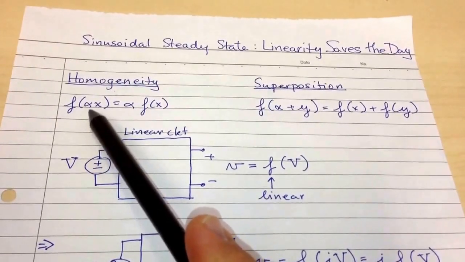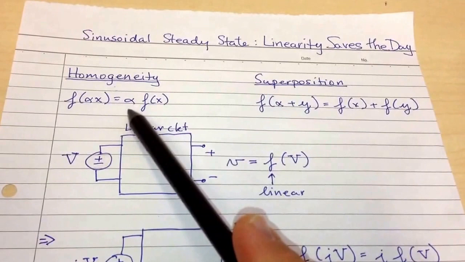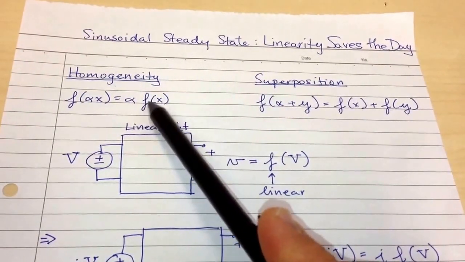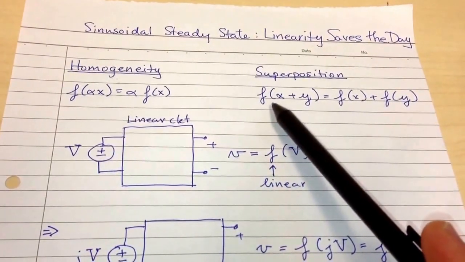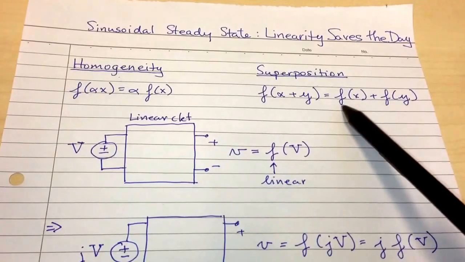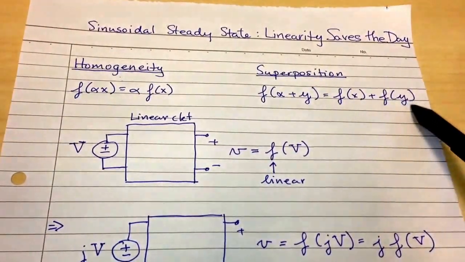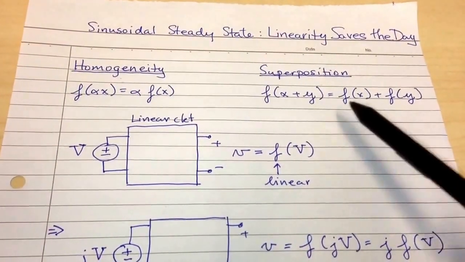The first is that if you take a linear function of a coefficient times a variable, you get the coefficient out in front times the function of the variable on its own. That's called homogeneity. And if you take a function of two variables, x plus y, added together, that's equal to the functional response to x plus the response to y. So you can call this superposition.